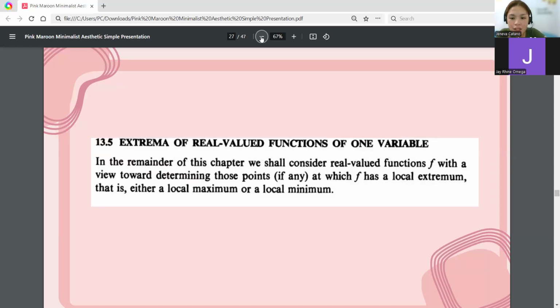Extrema of real valued functions of one variable. Okay, so we are here now on 13.5. In the remainder of this chapter, we shall consider real valued functions f with a view toward determining those points, if any, at which f has a local extremum, that is, either a local maximum or a local minimum.